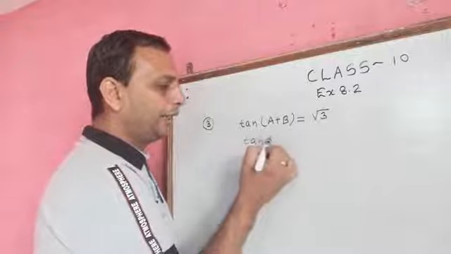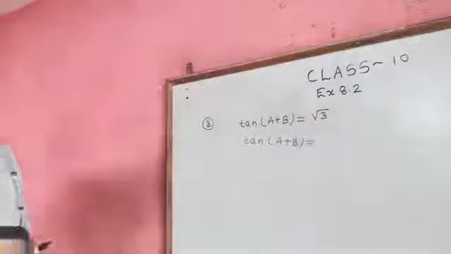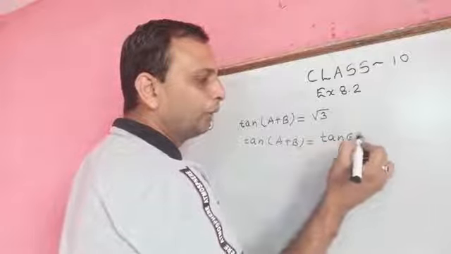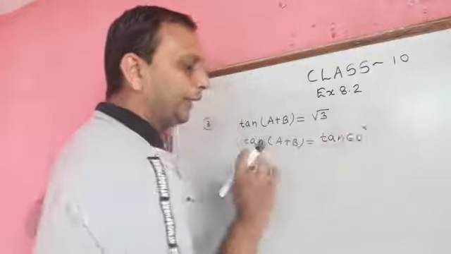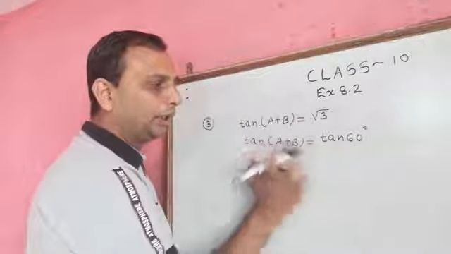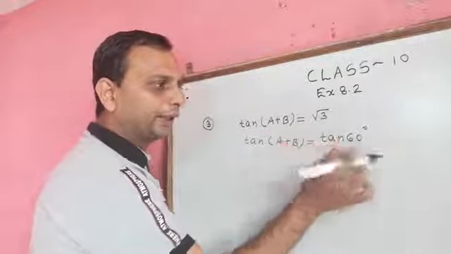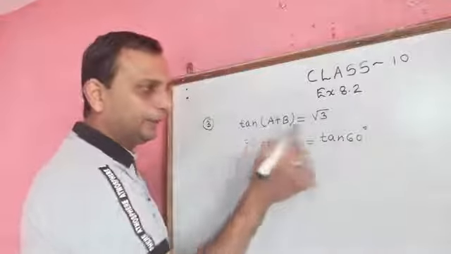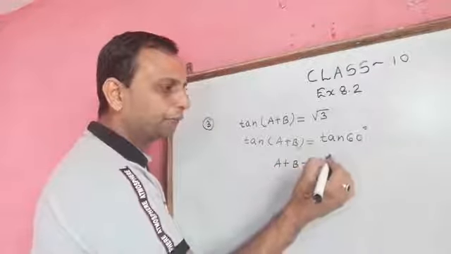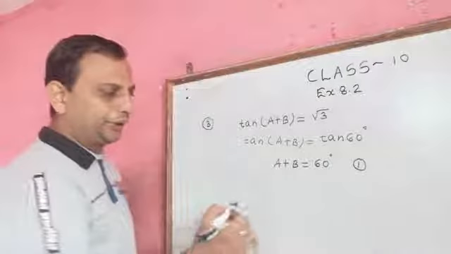We can write tan of a plus b, and root 3 is the value of tan 60 degree. So in place of root 3 we write tan 60 degree, because root 3 is the value of the tan 60 degree angle. And why are we taking tan? Because tan is there, so we have to take both trigonometric ratios the same. You can see from the table that root 3 is the value of tan 60 degree. Here tan and tan will cancel. We will get a plus b equal to 60 degree. Equation first.